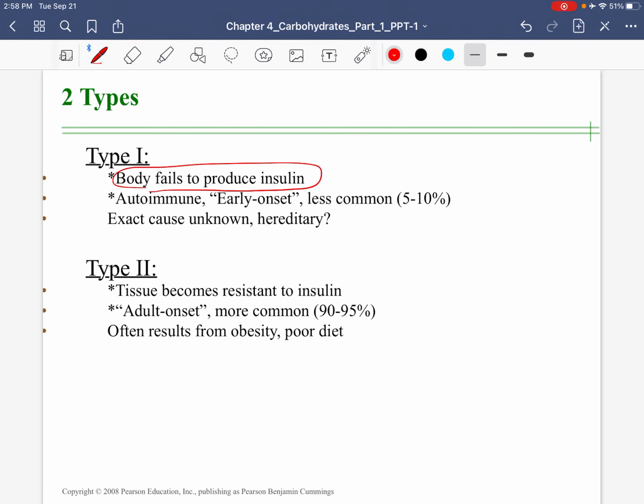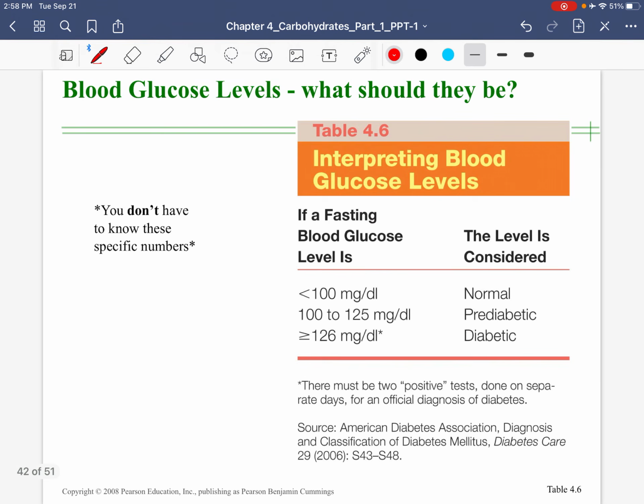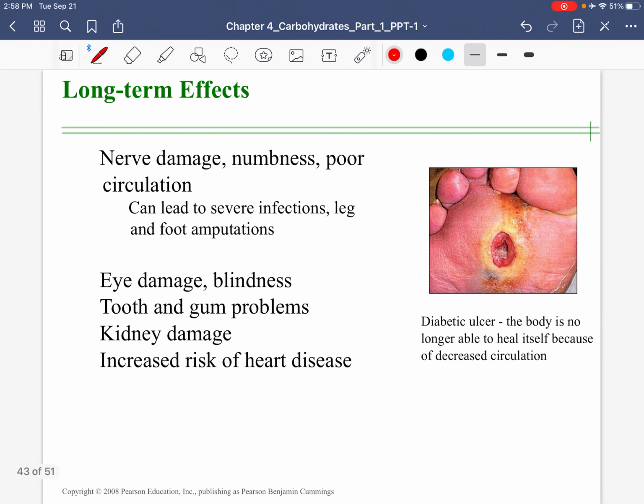Type 2 is when you may have insulin, but your tissues are simply resistant to it. This is sometimes called adult onset. Here are some specific examples, but you don't need to know this.